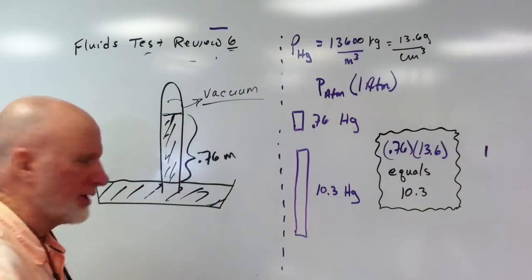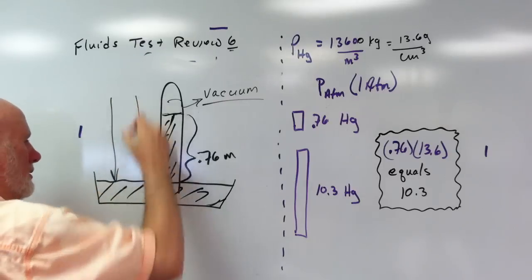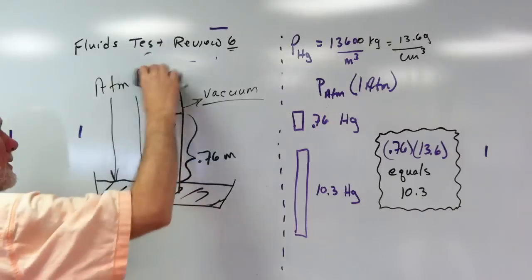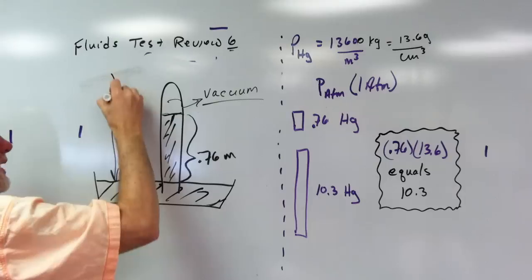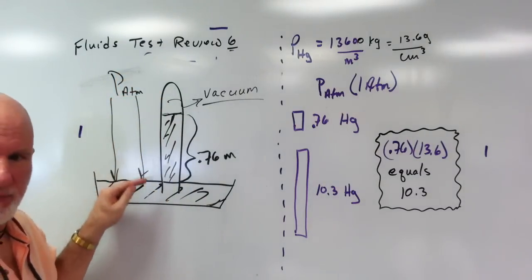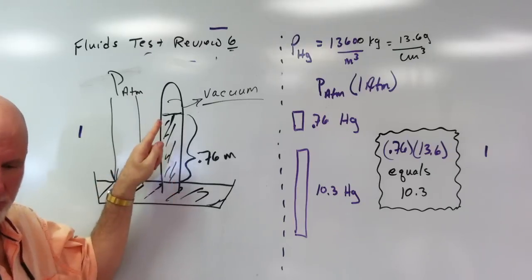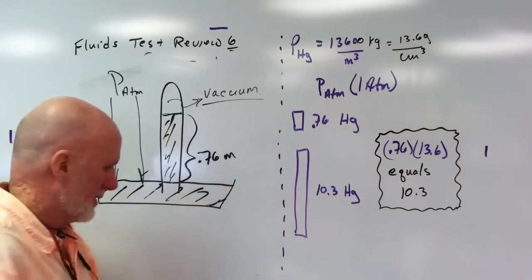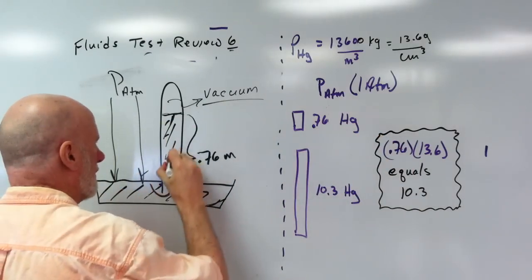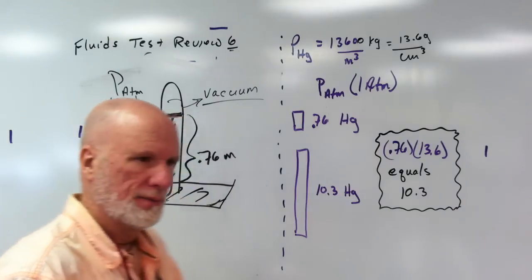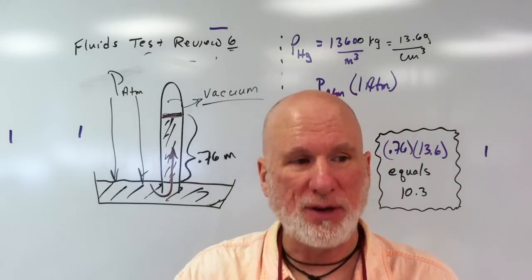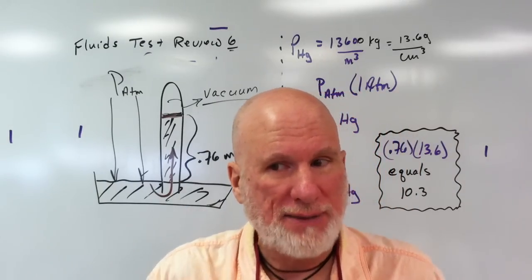The atmospheric pressure is pushing down. Let's represent it like this. Pressure is pushing down on this pan of mercury, and it's pushing it up. So the mercury is being pushed up to right here. Now mercury is really heavy, isn't it? Hard to push that up. So what happens if it were water?